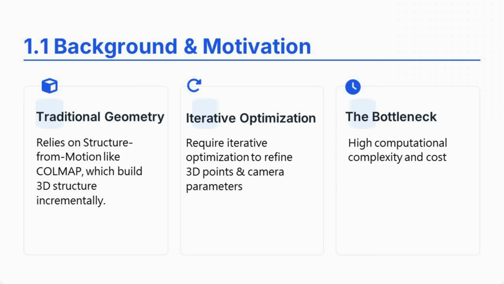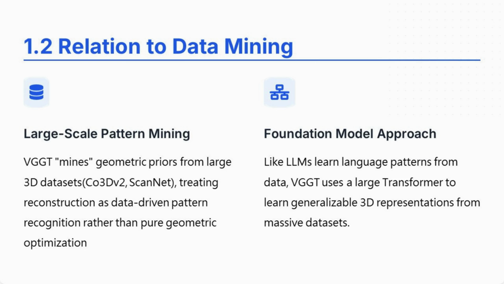Traditional 3D reconstruction pipelines rely heavily on geometry-based reasoning. Methods like structure from motion and multi-view stereo refine camera parameters and 3D points through repeated iterative optimization such as bundle adjustment. These classical methods have mathematical guarantees but are slow, computationally expensive, and must recompute everything from scratch for every new scene. VGGT treats 3D reconstruction as a data mining problem.